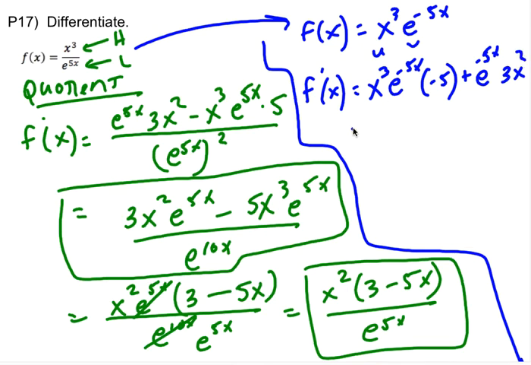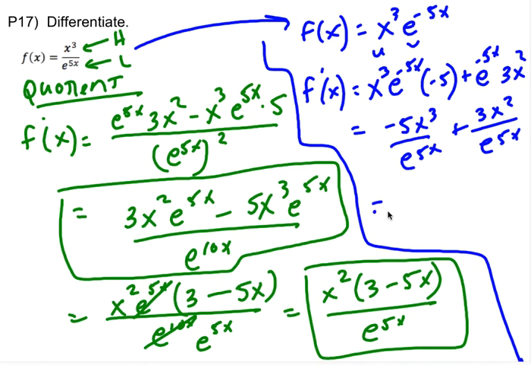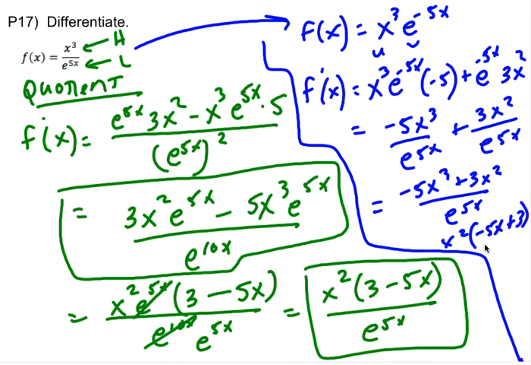So if you did this, you're going to get that this is a negative 5x cubed over an e to the 5x plus a 3x squared over an e to the 5x, which if you put this stuff together, you're going to get a negative 5x cubed plus 3x squared over e to the 5x. And I assure you, if you factor out an x squared, you get the same answer, right? If you take out an x squared GCF, you get negative 5x plus 3 on top of that e to the 5x, and that is definitely the same answer.